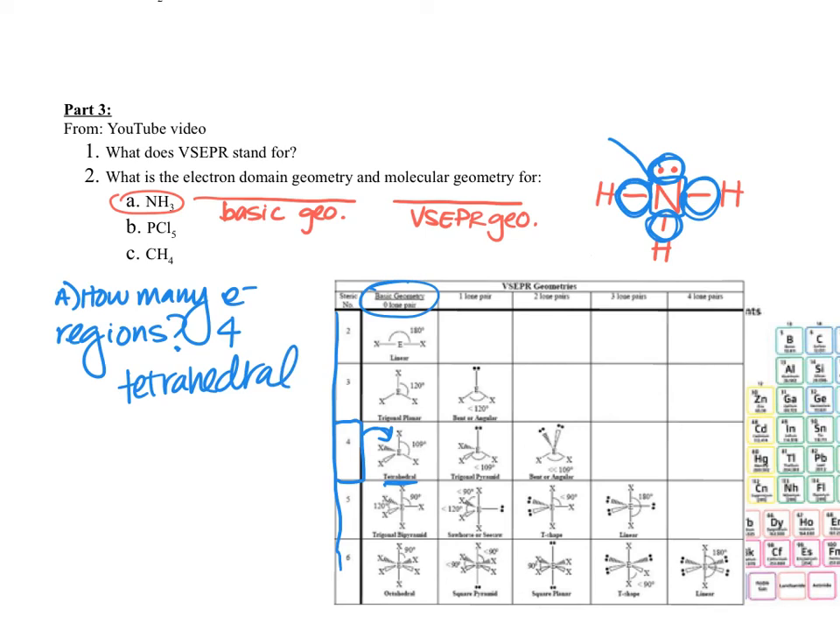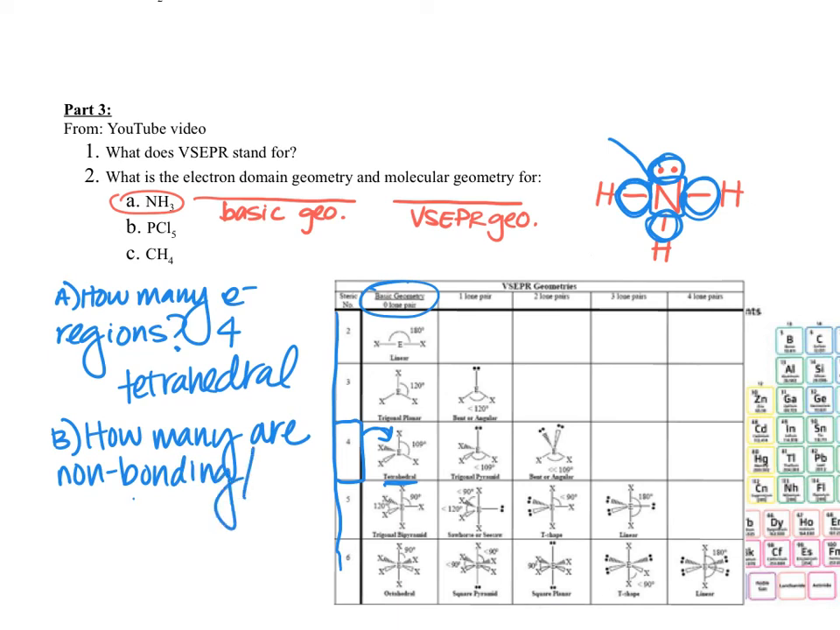Okay, the second question for VSEPR geometry is how many are non-bonding? Another term for that is lone pairs. Lone pairs mean they're not bonding. They're all alone, they're sad. Okay, they haven't bonded with anybody. Or maybe they're not sad. Maybe they want to be alone. But whatever. They're not bonding. So how many of those 4 regions are not bonding? Well, notice there's only one. Just this region right here is not bonding.